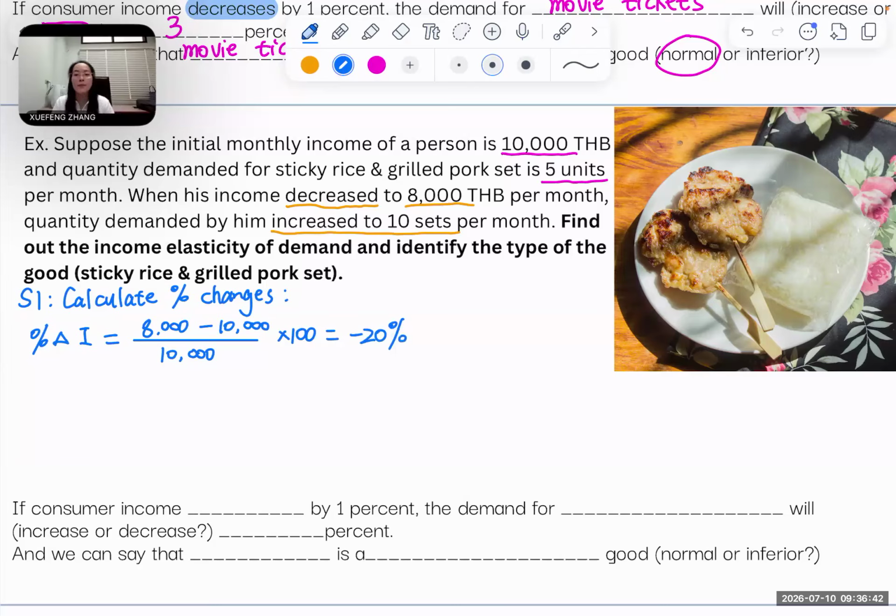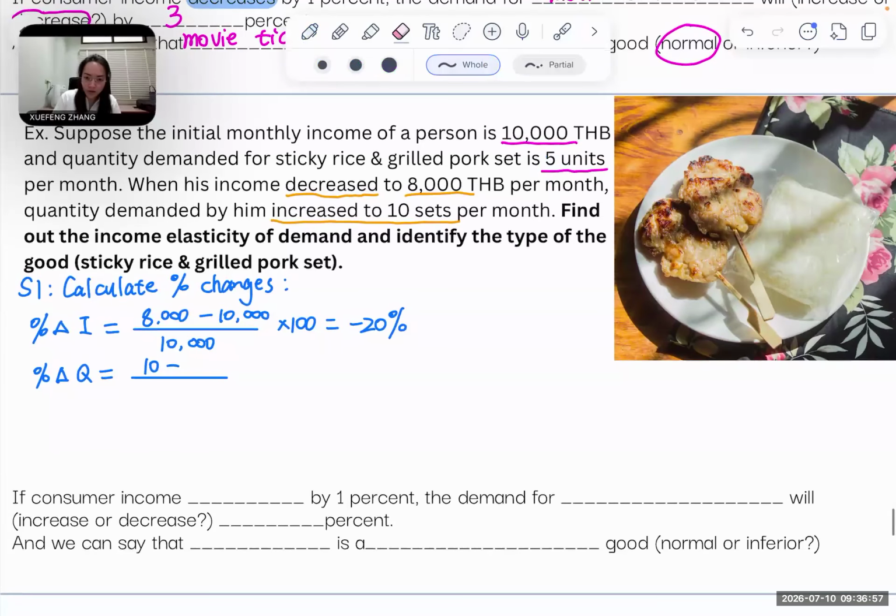All right. The next one, how about the percentage change in quantity? Same idea. So you use the new one, which is 10, minus, before it was 5, minus 5, and then you divide it by 5, times 100. And here is positive 100%.